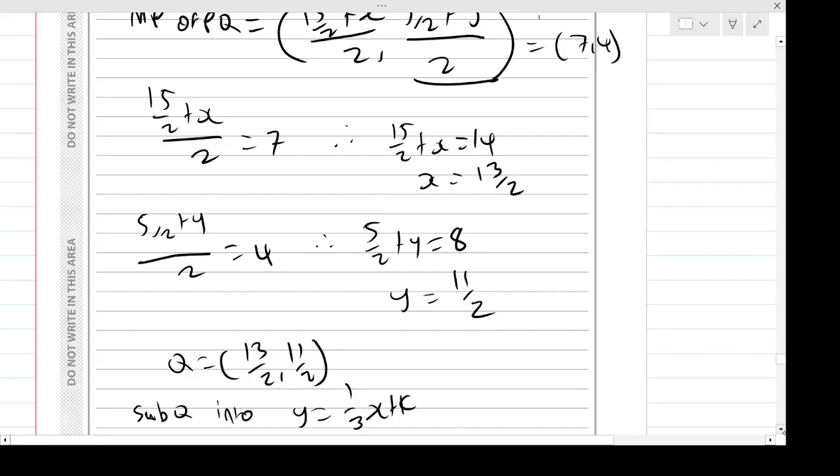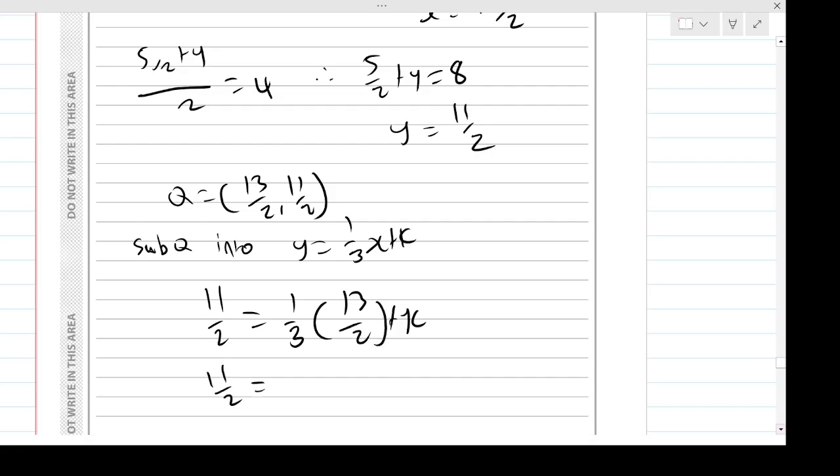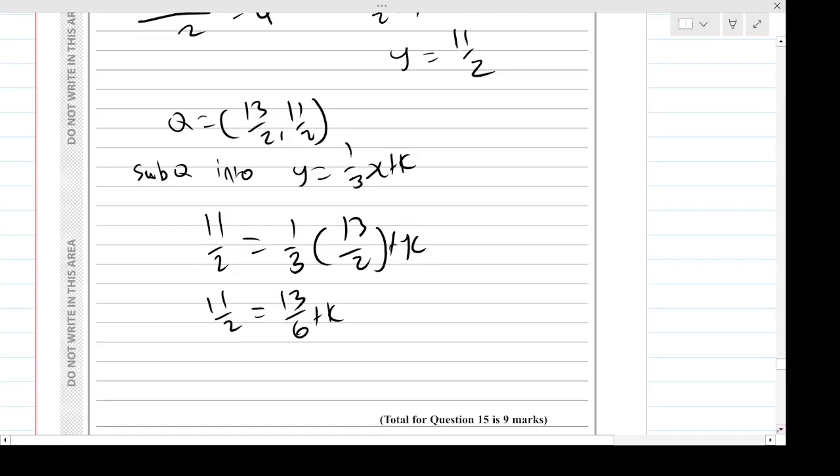And so therefore, if y is 11 over 2, then a third of x, which is a third of 13 over 2, add k. If we expand that bracket, a third times 13 over 2 would be 13 over 6 add k. And then simply, if we subtract 13 over 6, we get k to be 11 over 2 take away 13 over 6. We get 10 thirds. And that is k. There we are.